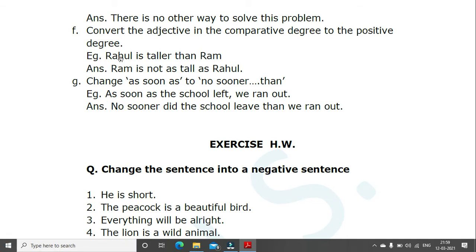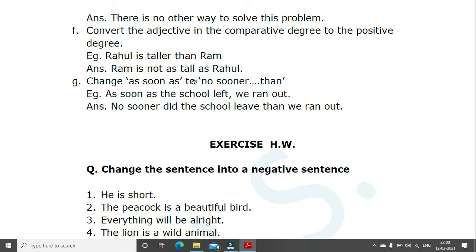Okay, Rahul is taller than Ram. So now you want to make it negative. Remember, you have to put no, not. So what will you start with? Ram is not. You have to make it positive. Tall, taller, tallest. So positive is tall. So Ram is not as tall as who? Rahul. Okay, because this one is shorter, remember. So Ram is not as tall as Rahul.